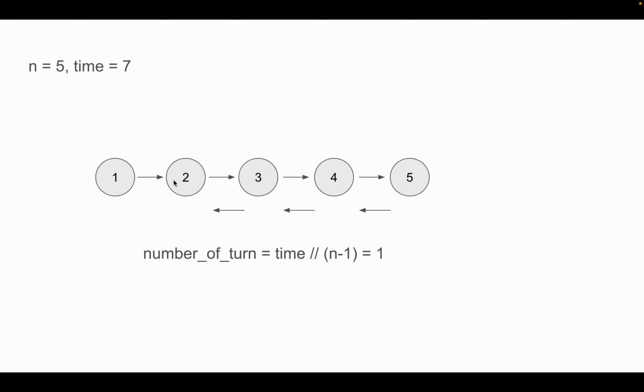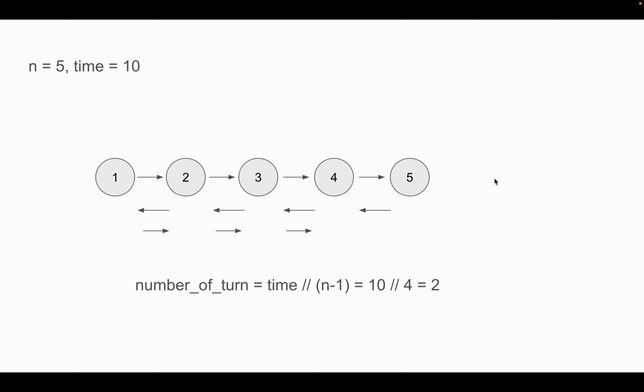In this case, I'll bring up two cases: one is where we end when we are passing forward, and the other is when we're passing backward. We can find the number of turns by using time divided by n minus 1 to see how many turns we are making. In this case, we're making 1 turn, so we are moving from the back.